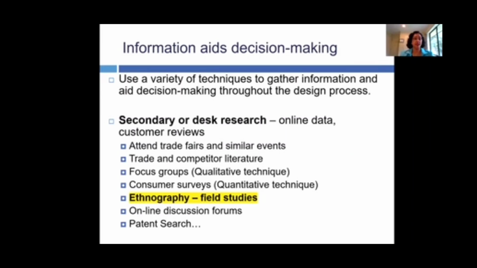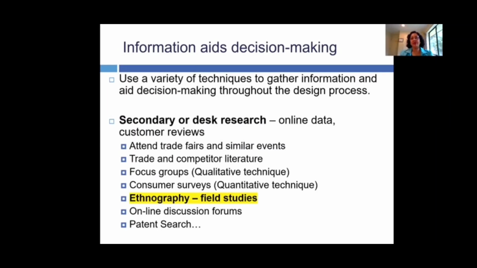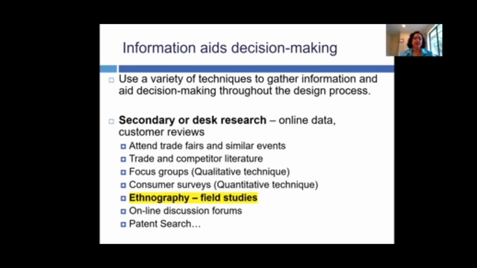Ethnography is one of the techniques used in design thinking because it's qualitative and it is an in-field study. So you actually go out into the field and observe consumers. And then you have online discussion forums, and then you could also do a patent search if you're into product development or product innovation, because it's useful for two things. One is to see if you can get some ideas and then improve on that. And the other thing is to make sure that you're not infringing on somebody else's patent right.